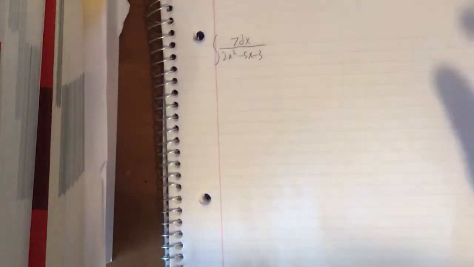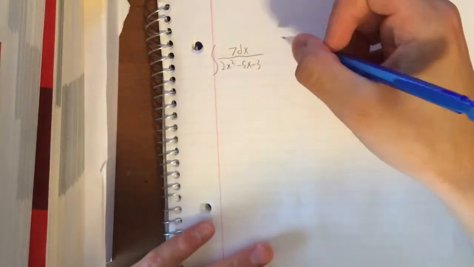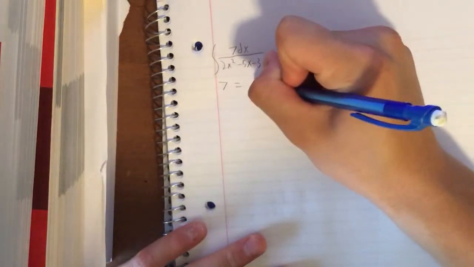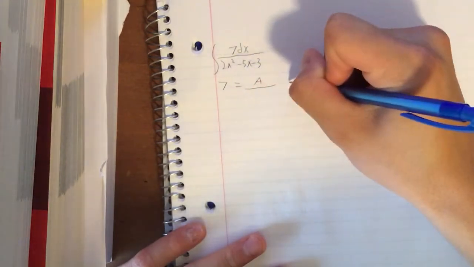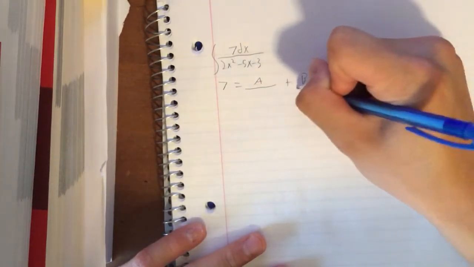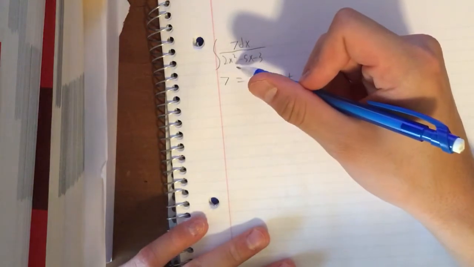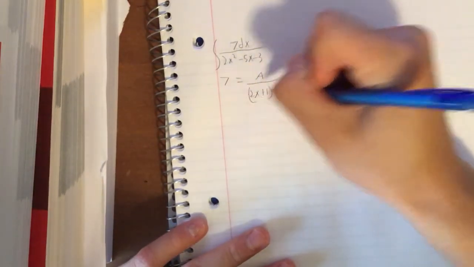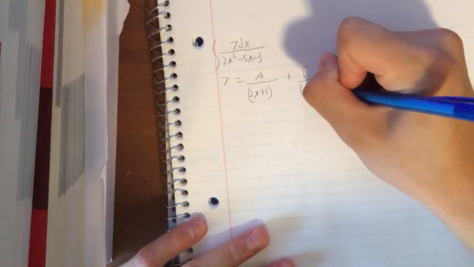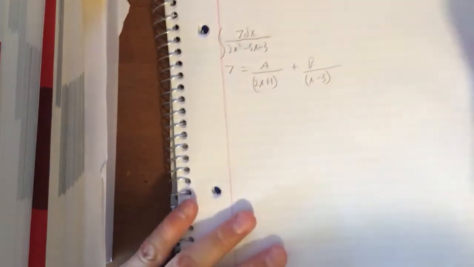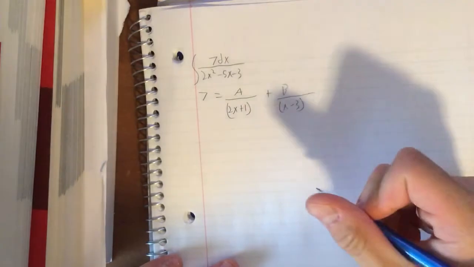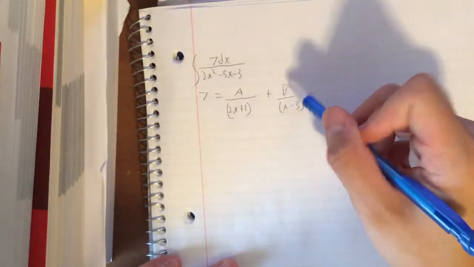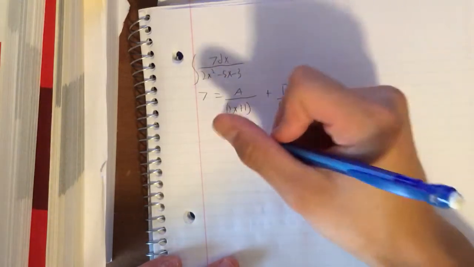Next problem is very similar. So this is our starting problem, and what we're going to want to do is 7 equals, same thing, a over plus b over, and we just factor this. That is 2x plus 1 and x minus 3. And from here we're going to do the same thing, x minus 3 times a and the 2x plus 1 times b, sorry.